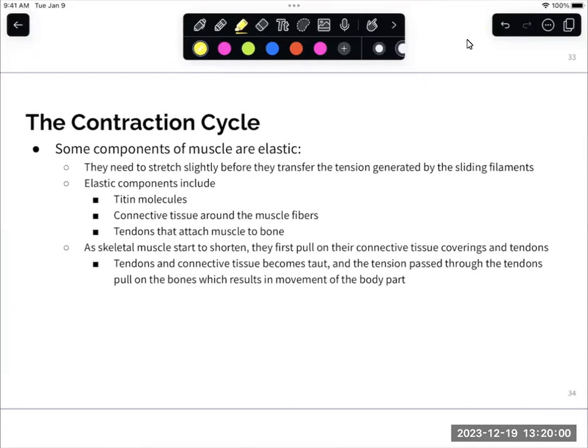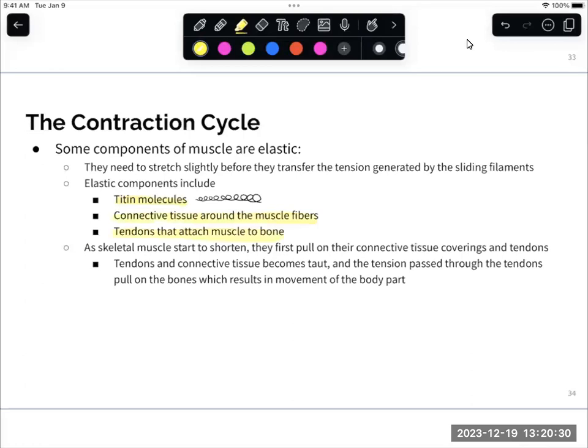So within the sliding filament theory, we've got those elastic portions. We have that titin. It's kind of like a spring. There's connective tissue that allows muscle to stretch. There's tendons that attach muscle to bone. These are all helping to hold this muscle in place. It's also allowing that stretching to happen.